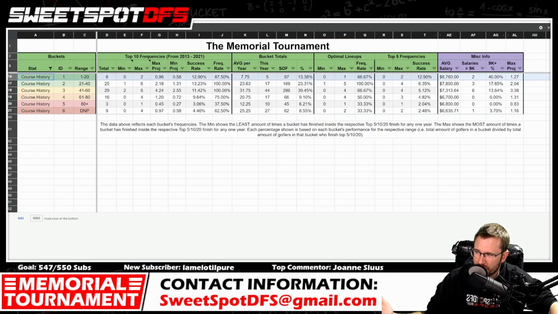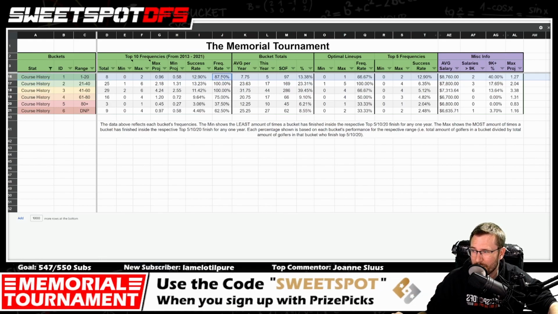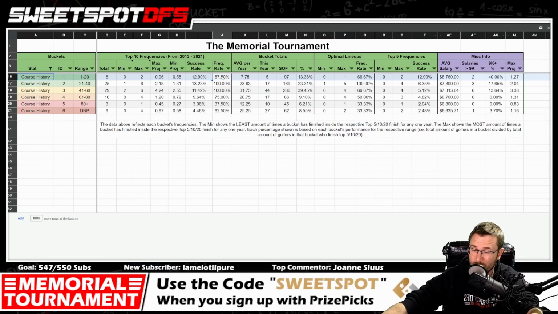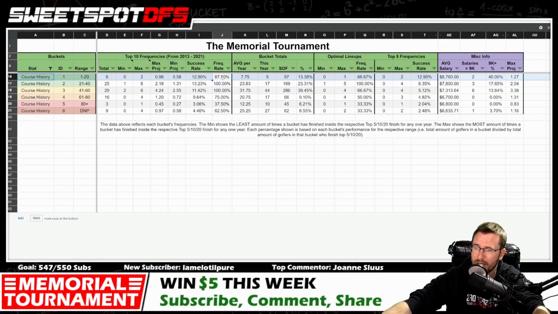Having the best course history almost provides 100% frequency of at least one golfer from this bucket finishing inside the top 10. Now, this bucket is your best course history. That is having an average finishing position between 0 and 20th at this event dating back to 2013. We only have 5 golfers in the bucket this year, where we normally see around 8. We never see more than 1 in the optimal lineup. That's a 66% frequency rate, though.